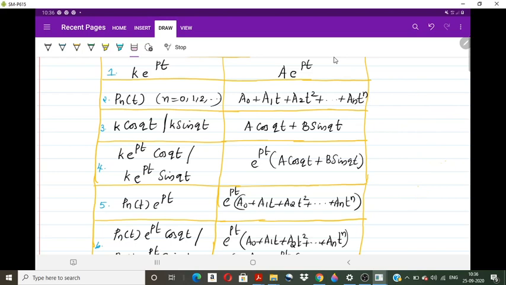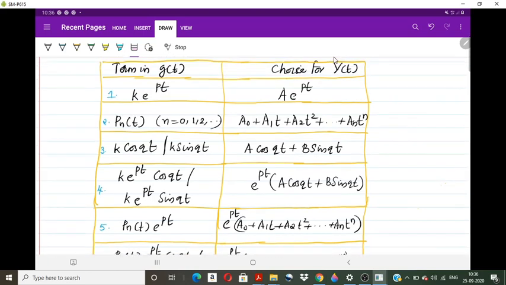And in the third case, if it is of the form k cos qt or k sin qt, if both of the functions or a combination of these two are given, then also the choice for yp is a cos qt plus b sin qt. Suppose g of t is of the form 2 sin t, then we have to choose y of t not as a sin t itself, but as a sin t plus b cos t. This will be clear when we solve the problems.